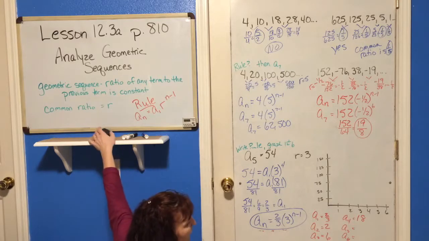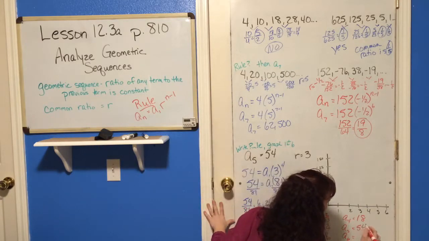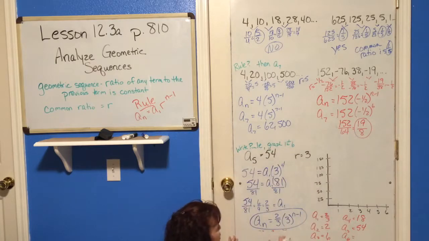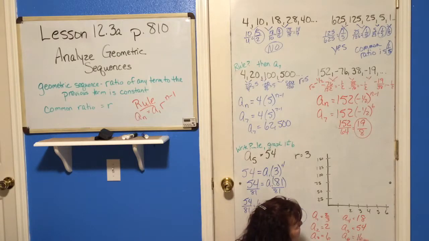All right, so now the fifth term we already figured out, or we were given, is 54. The sixth term then is going to be 2 over 3 times 3 to the 6 minus 1, which is 5, but what we can do is reduce that and make that to the fourth power. 3 to the fourth power is 81. 81 times 2 is 162.